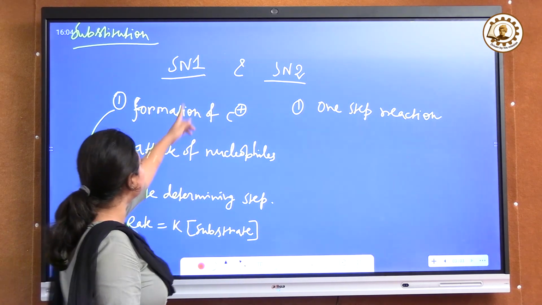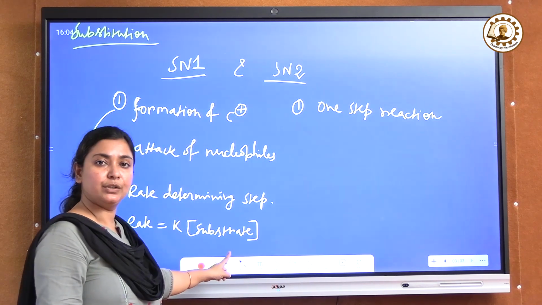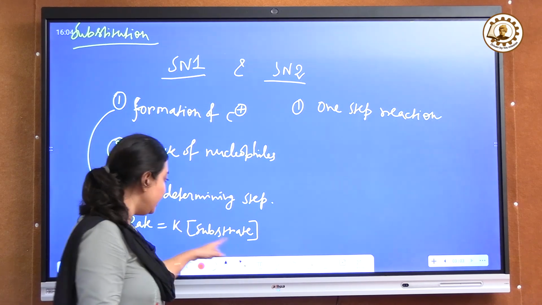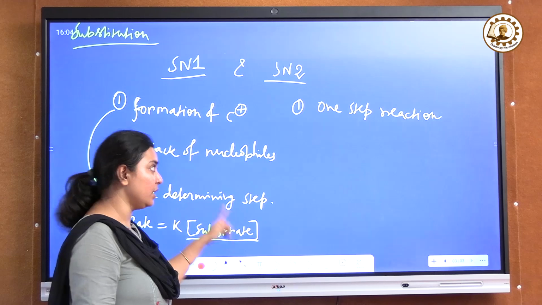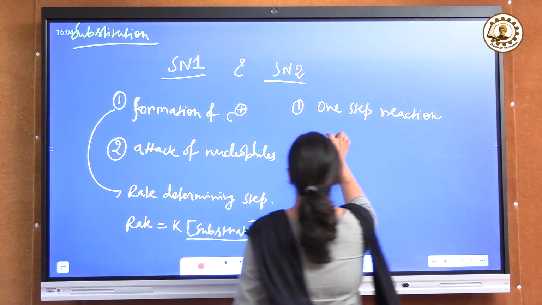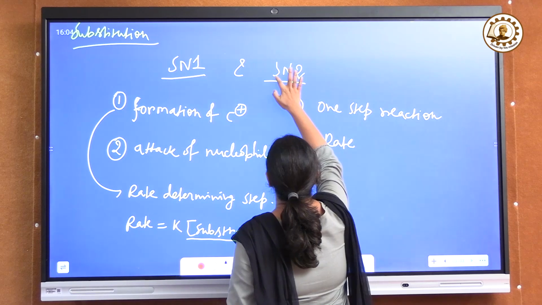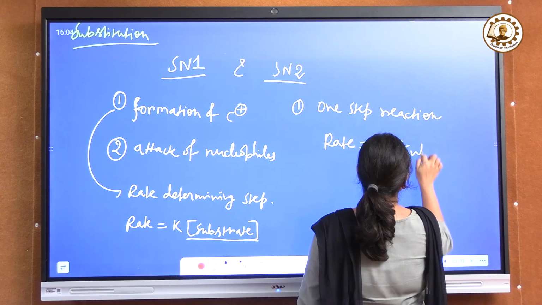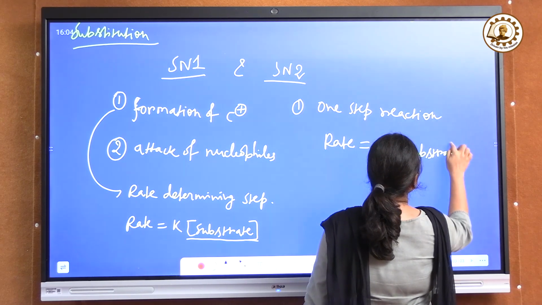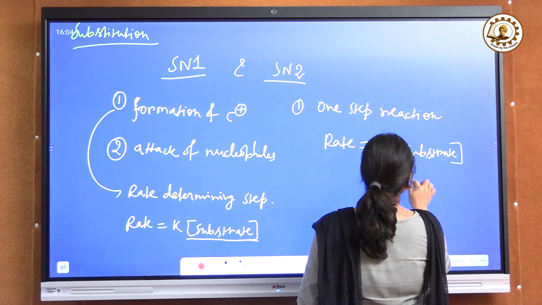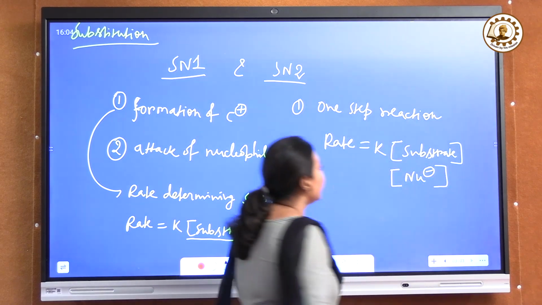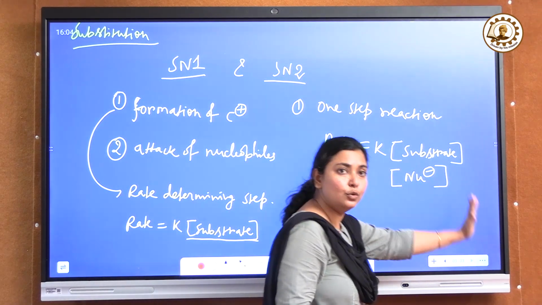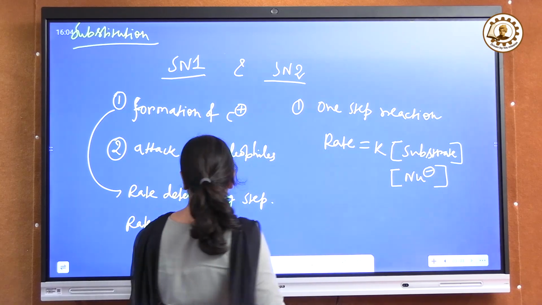In case of SN1, the 1 represents that it is unimolecular. Why is it unimolecular? Because the rate of this SN1 reaction is dependent only on the concentration of the substrate. While in case of SN2, it is bimolecular, substitution nucleophilic bimolecular. So rate is K, the rate constant, into the concentration of the substrate into the concentration of the nucleophile. Because in SN2, the attack of the nucleophile and the departure of the leaving group are happening at the very same time.